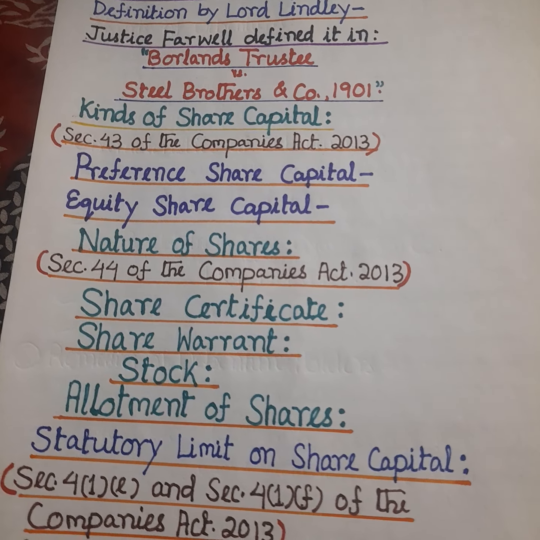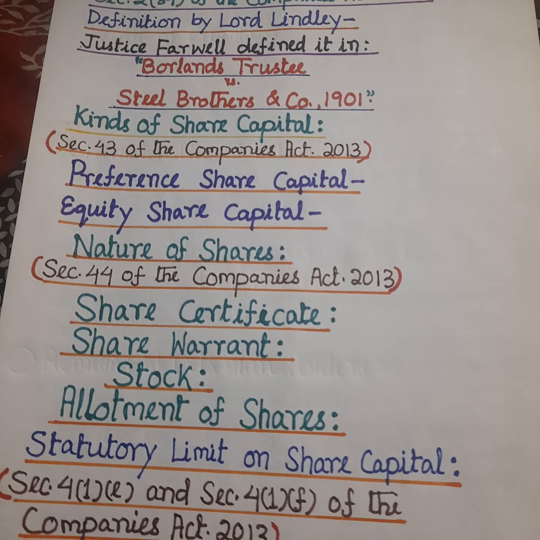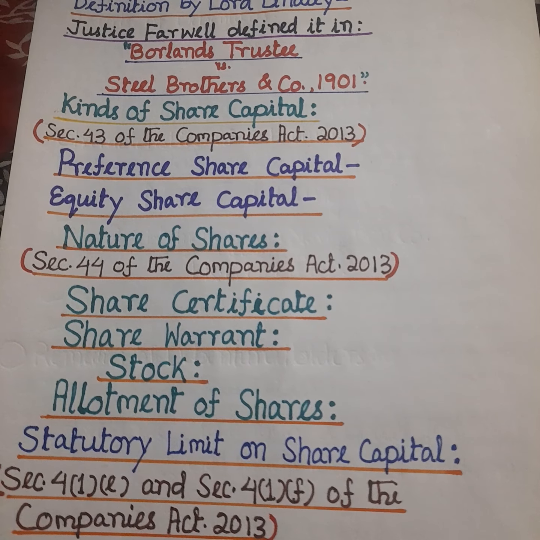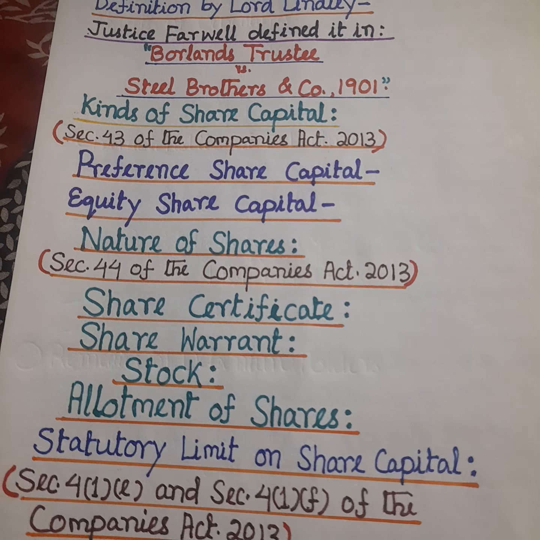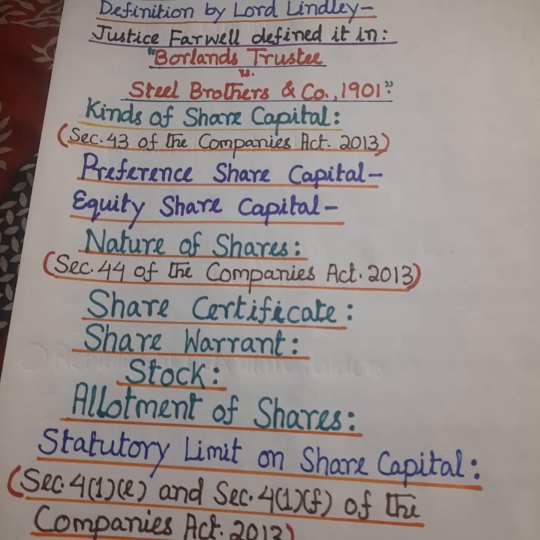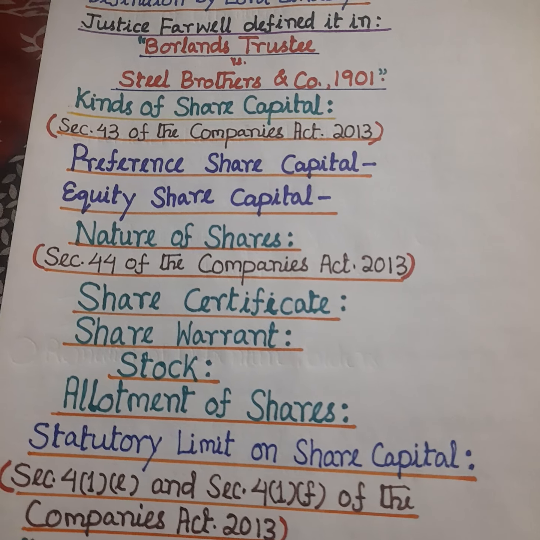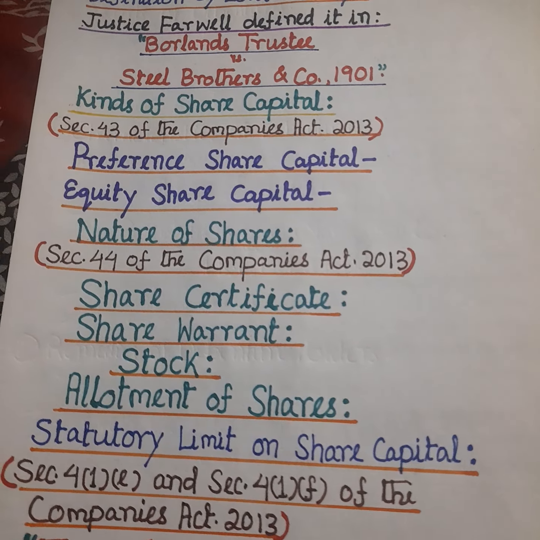So now we would like to discuss the various kinds of share capital as provided under Section 43 of the Companies Act 2013. Under Section 43 of the Companies Act of 2013, we find that the kinds of share capital of a company limited by shares are of two kinds: preference share capital and equity share capital.